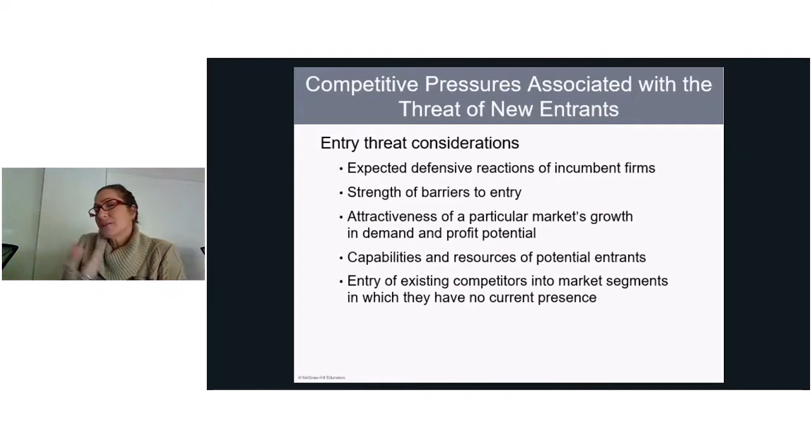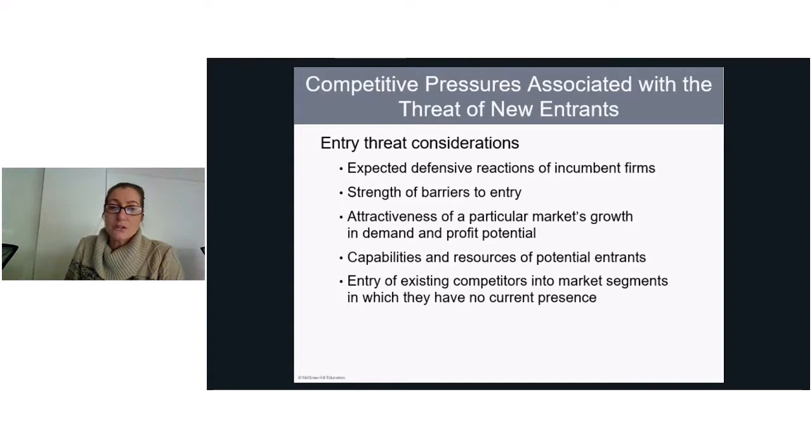And the fierceness of competitive rivalry. You know, if it's fierce competition, do you actually want to get into that war, into that battle? It's going to cost money to do well. So do you want to go there or not? So, competitive pressures associated with the threat of new entrants.